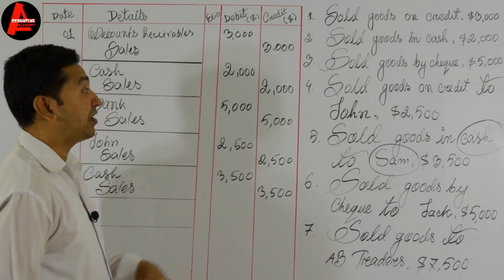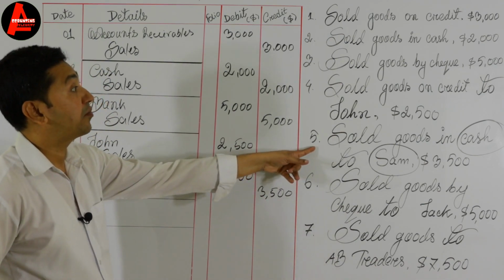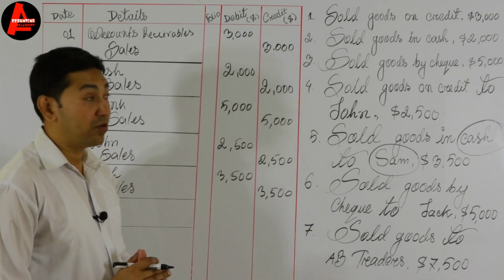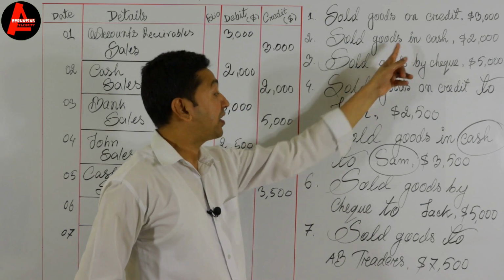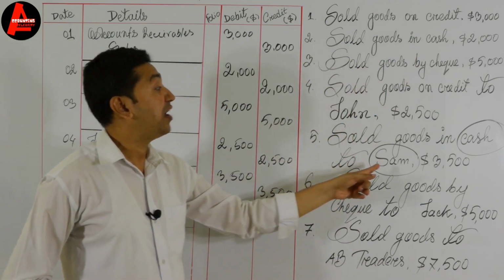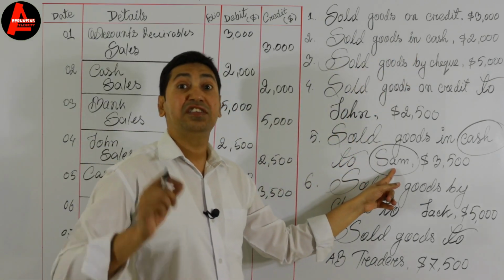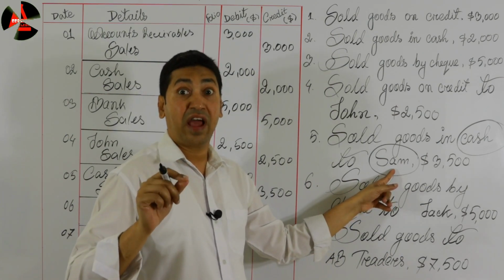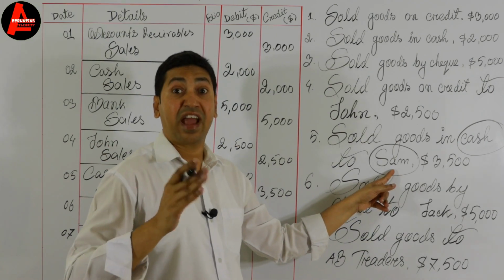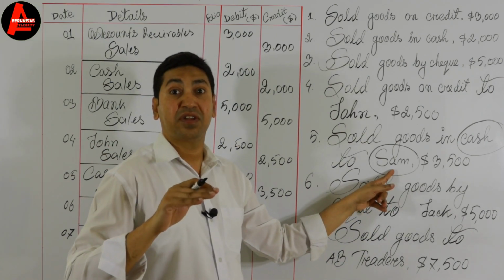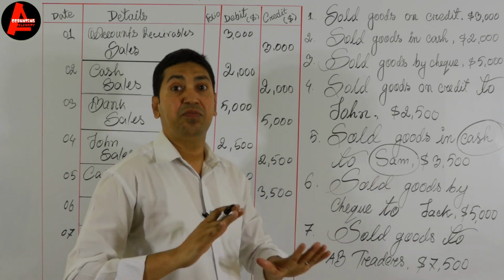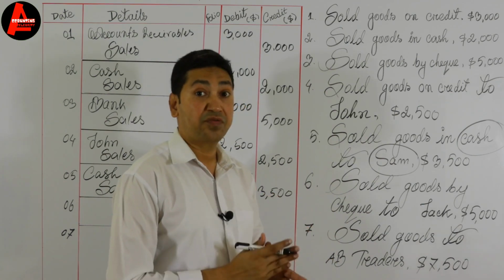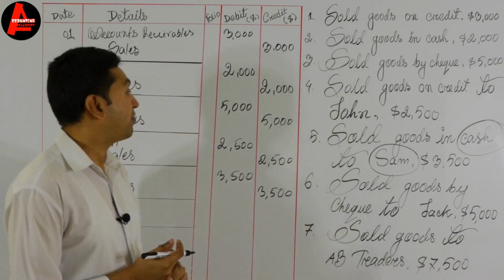That means this transaction number 5 and number 2 are completely the same. Here we don't have a name, but here we have a name. Why is the customer name given? Just to confuse you, just to check your understanding. So if you know that when the transaction is made in cash you don't have to write the customer name, nothing will be confusing. So you can journalize this transaction properly. Okay, so number 5 is done.